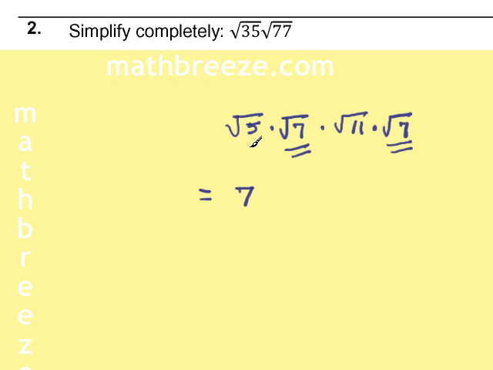And now we just have to multiply square root of 5 times square root of 11. And we do that under the square root. And we get the square root of 55.